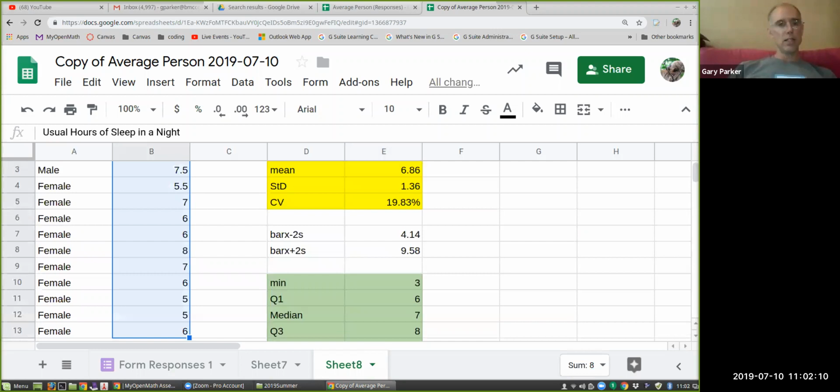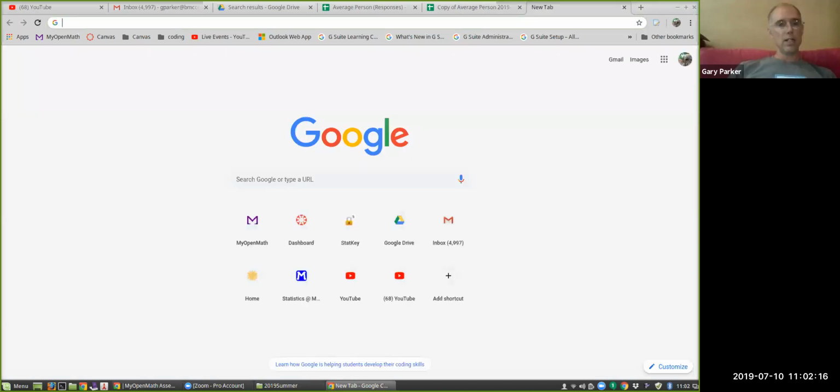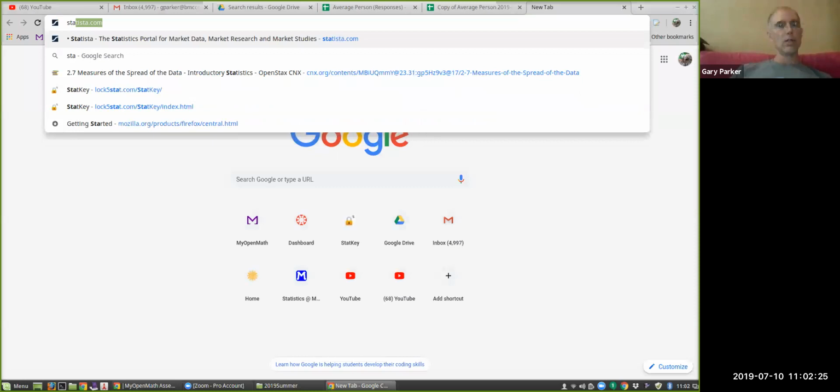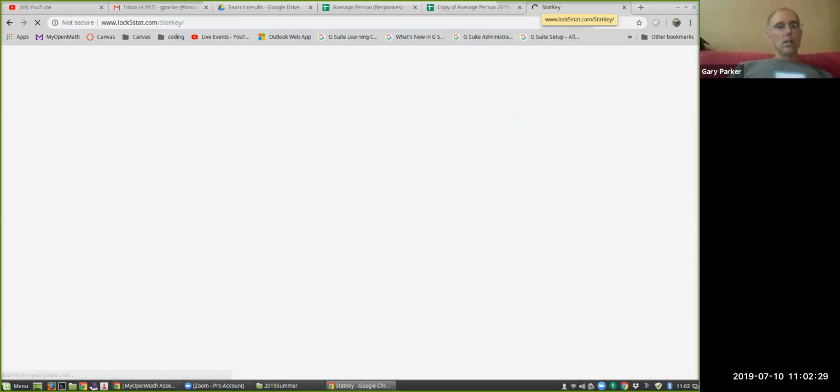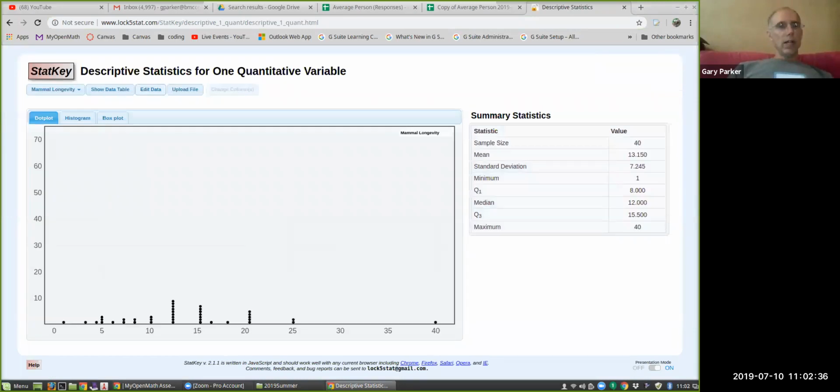Excel kind of does, but it doesn't do a very good job. It does a vertical box plot, which is not the same as the horizontal one we display related to a histogram. So StatKey, search for that, bring it up. We are doing one quantitative variable at the moment, just descriptive statistics. And I can edit the existing data and replace it with my own. I paste it in.